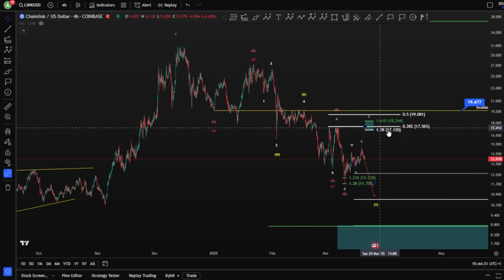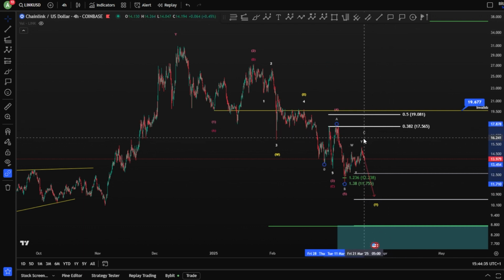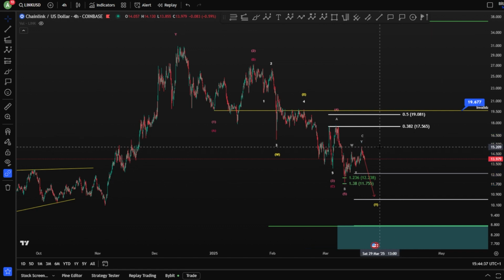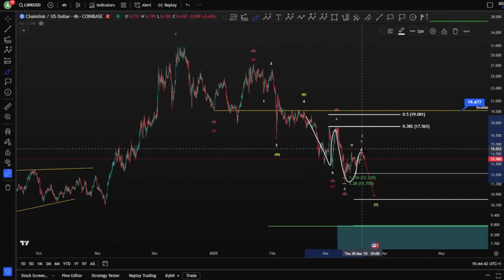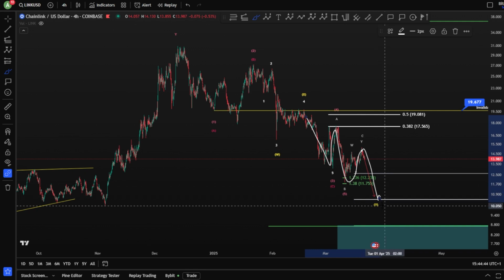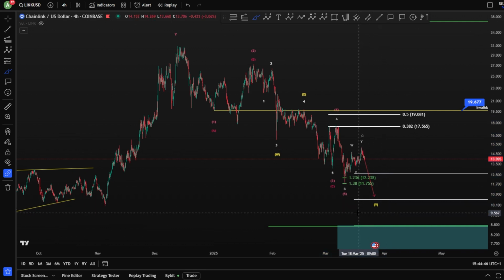Now this scenario did not happen. We can remove it. And we're not looking for a high wave C. Your wave C has ended up here potentially. After having here an A, B in a running flat, you're looking for a wave C toward the downside to finish a wave Y.